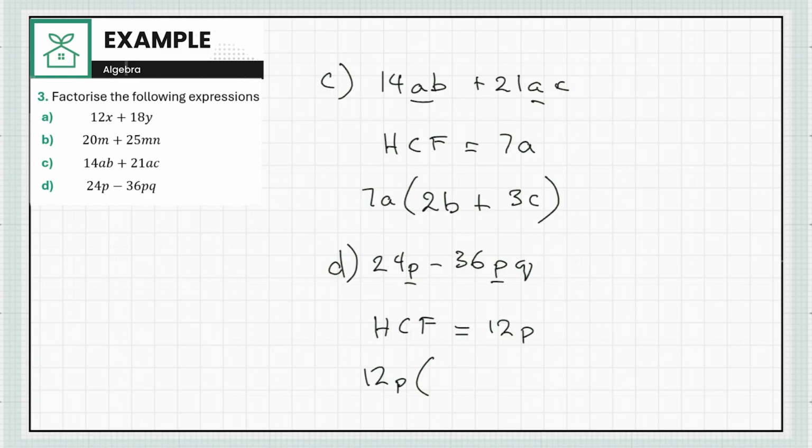So because we have 24 divided by 12 is going to be 2, p divided by p just cancels, add the sign, 36 divided by 12 is 3, the p's cancel, and we're left with q.